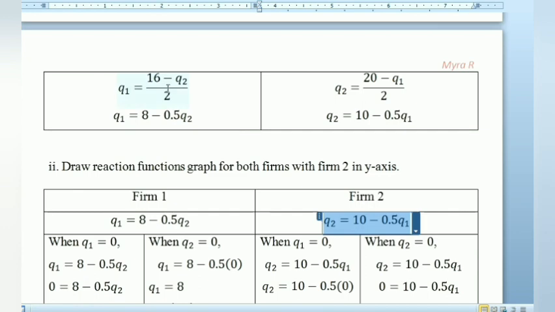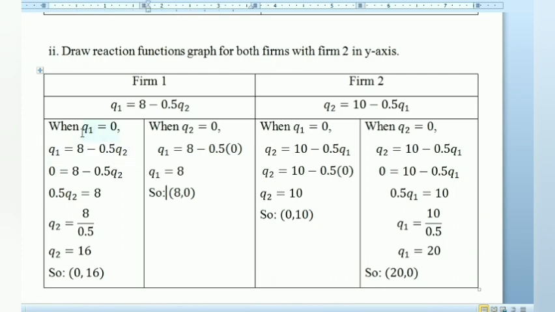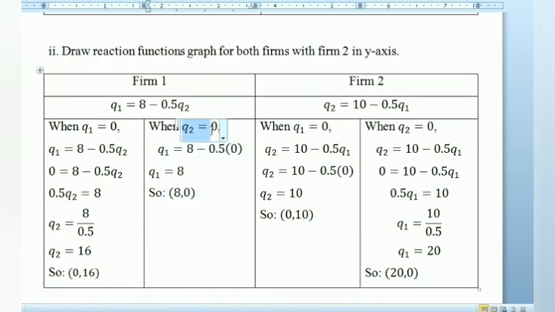Then we are going to draw the reaction function graph for both firms, with firm 2 on the y-axis. We rewrite Q1 and Q2 based on our previous calculation. We assume Q1 equal to 0 and substitute. We make negative 0.5 Q2 positive by bringing it to the left, with Q2 as the subject. We divide by 0.5, so we get Q2 equal to 16. So the coordinate becomes 0, 16.